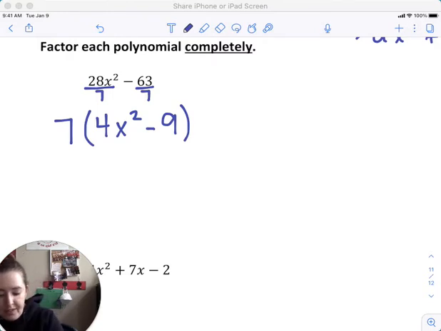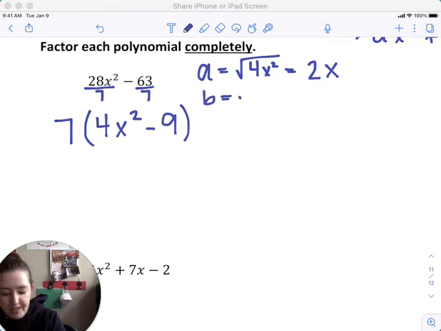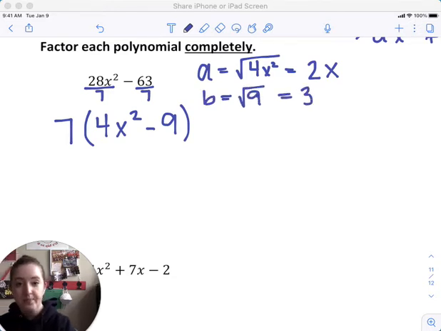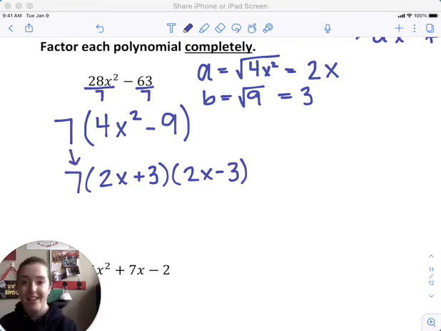So remember, to find that a term, we'll take the square root of my first term, 4x squared. The square root of 4 is 2. The square root of x squared is x. To find that b term, we'll take the square root of 9, which is 3. So we can turn that into 2x plus 3, 2x minus 3. And we always remember to bring our greatest common factor with it.